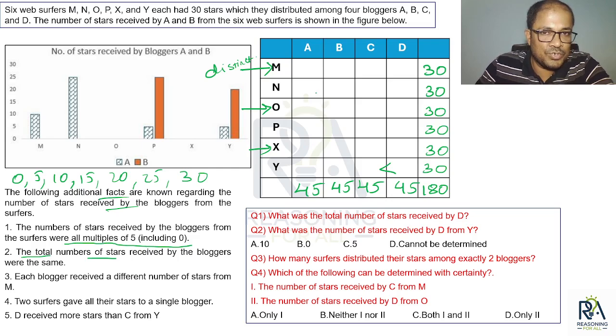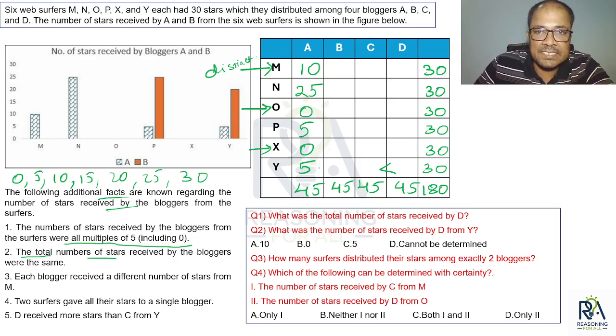So M gave away 10 stars to A. N gave away 25 stars to A. P gave away 5 stars to A. How do I know that these are for A? Here we have the legend: A is the white or checked bar and B is the solid bar. So P gave 5 to A, then Y also gave 5 to A. Now if you observe, A's 45 is already done. Already 45 stars for A is done. That means these two will be 0.